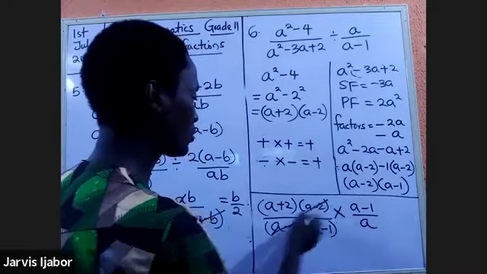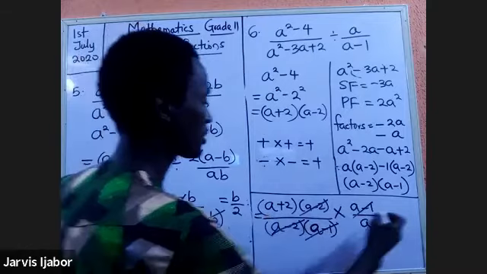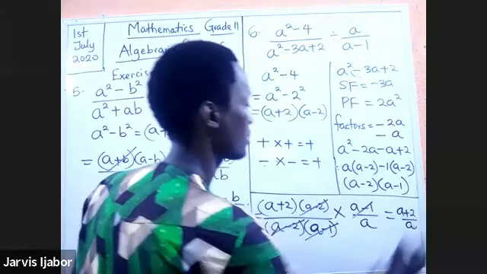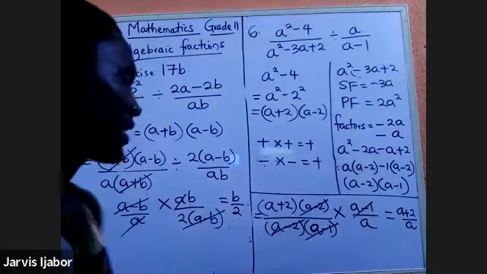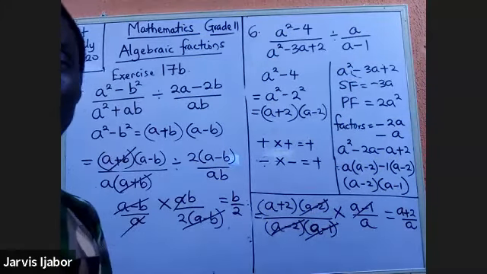This will cancel this, and this will cancel this. So obviously your answer becomes what? A plus 2 over a. A plus 2 over a. And that helps to simplify that problem.